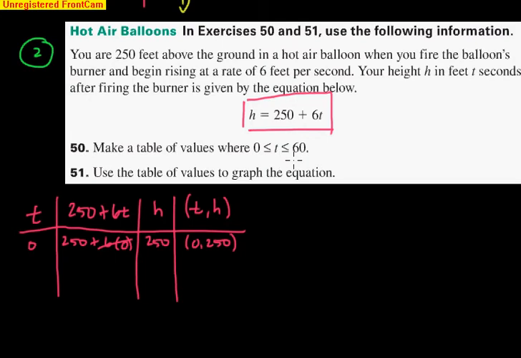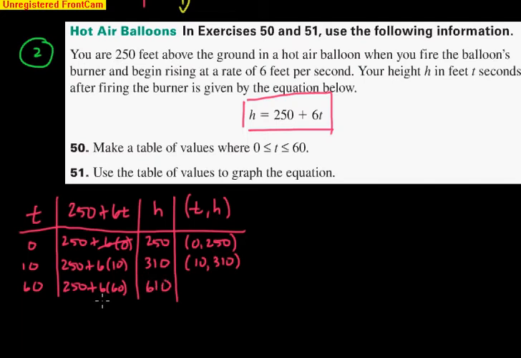And then let's pick two more points between 0 and 60. And let's just make them nice. So let's pick 10. Sure, 10. 250 plus 6 times 10, that's 250 plus 60, that's 310. So the point 10, 310 is also on this graph. And then let's go all the way to 60. So 250 plus 6 times 60. 6 times 60 is 360. 360 and 250 is 610. So the point 60, 610 is on our graph.